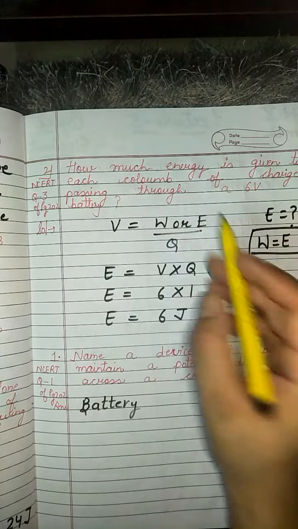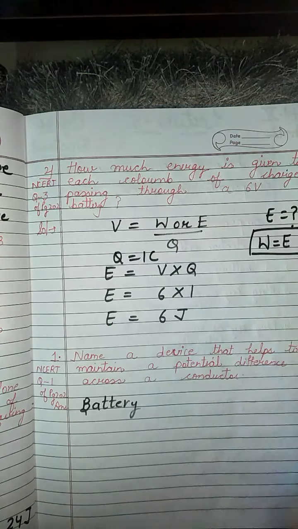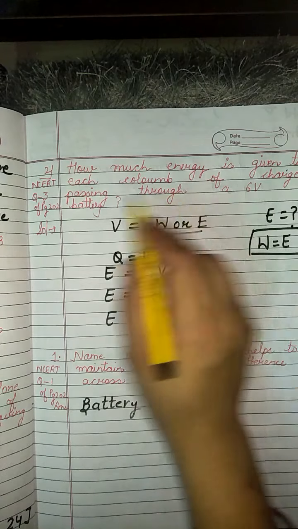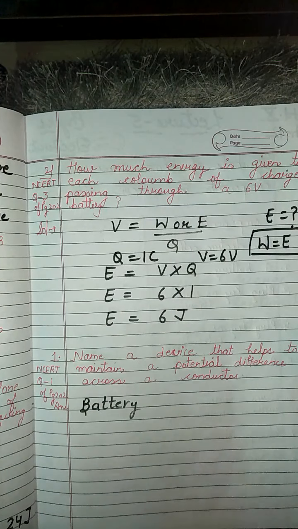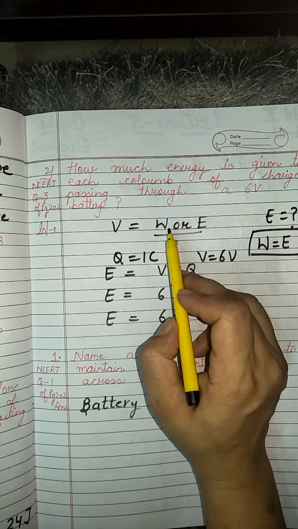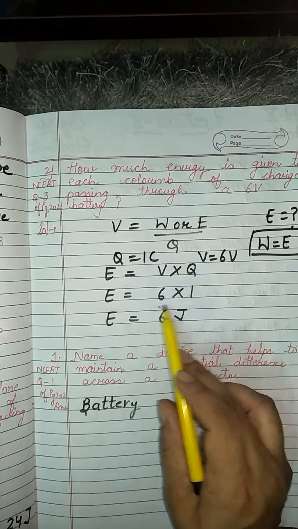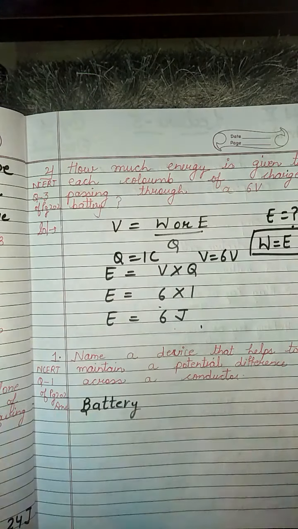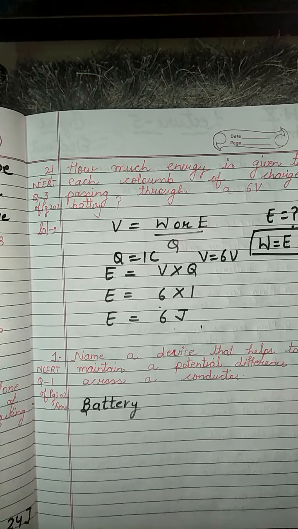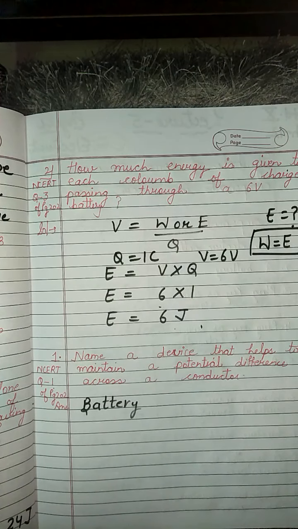Each coulomb of charge means charge is 1 coulomb, passing through a 6 volt battery, voltage is 6 volt. So what is the difficulty in this? E you want to find out or W you want to find out? One and the same thing. V into Q we have done. This is your NCERT question, page number 202, question number 3.